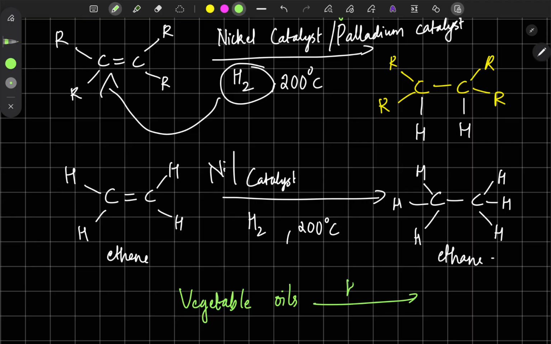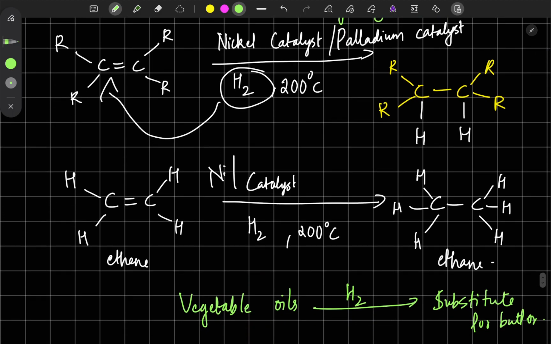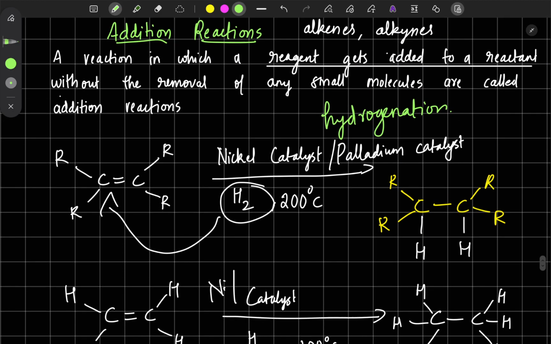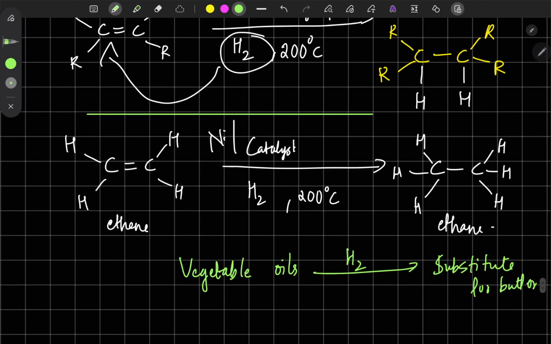So basically if you hydrogenate vegetable oil, we will get different substitutes, like a substitute for butter, like vanaspati. So that is one use, hydrogenation of vegetable oil. This is all we need to study in addition reaction. So just study this one reaction, that's enough. Now coming on to our very last reaction, that is substitution reaction.